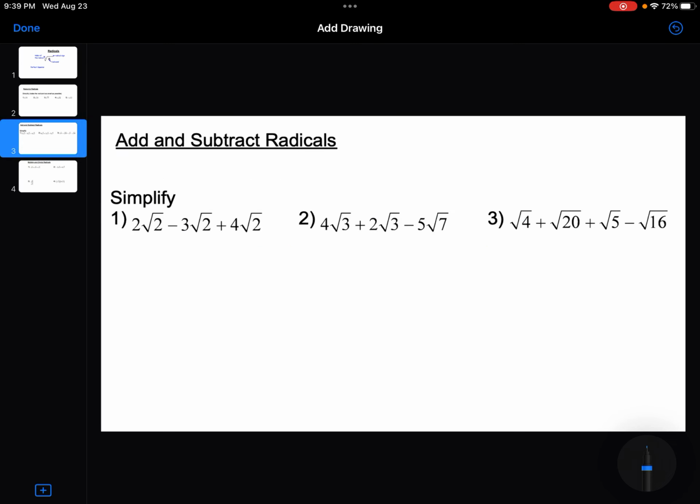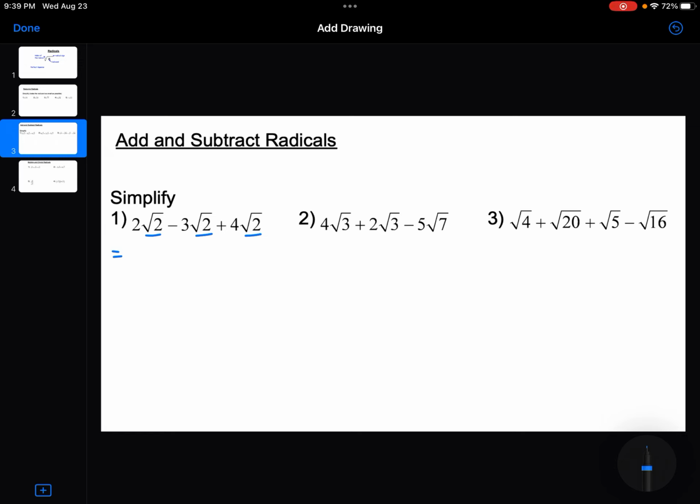Now, we can also add and subtract radicals just like any other common value. So when we're doing this, we're looking for like terms. So if I have a bunch of root 2's, I can put a bunch of root 2's together. But I can't put a root 2 with a root 3. We need to have like terms. For this first example, we have a root 2 and a root 2.